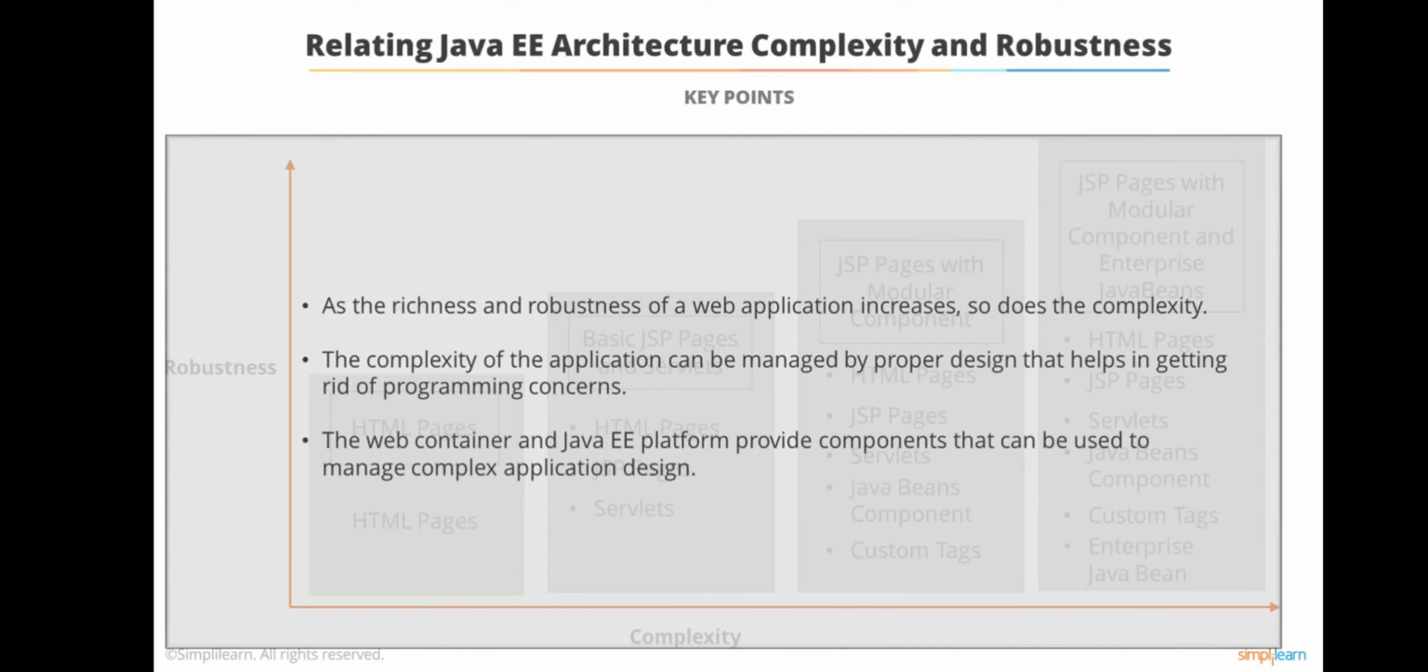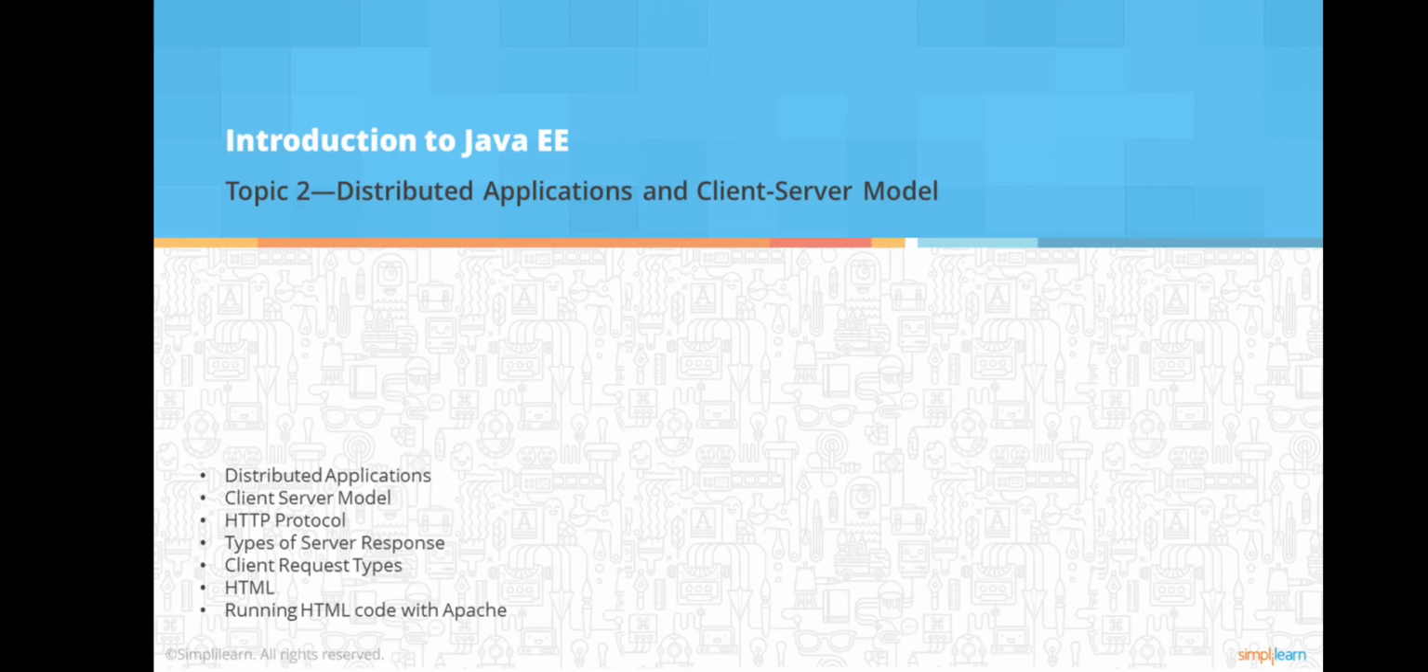The key point here is, as the richness and robustness of web applications increases, so does their complexity. The complexity of the application can be managed by proper design that helps in getting rid of programming concerns. The Web Container and Java Enterprise Edition platform provide components that can be used to manage such complex application design. Let's go to distributed applications and the client-server model in Java Enterprise Edition.